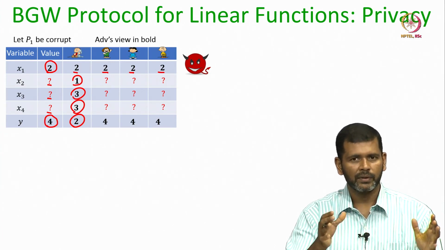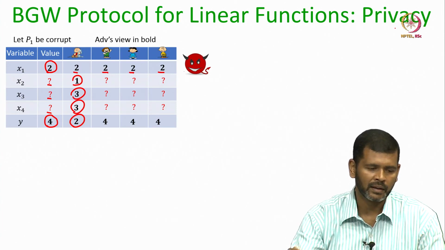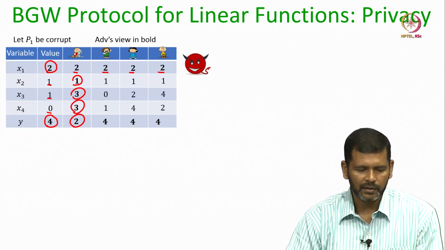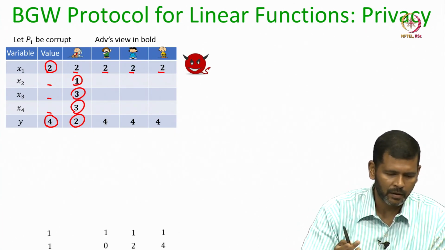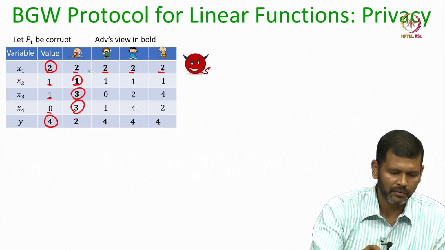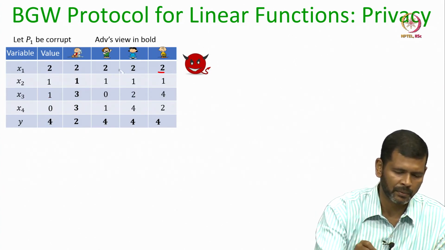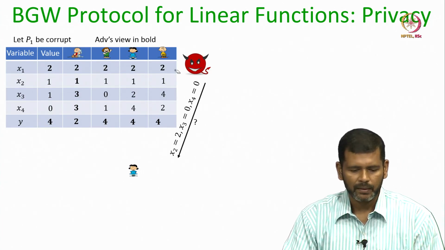Now, this view the adversary can try to analyze to see whether it can learn anything additional about x2, x3, x4. Of course, the adversary will learn. Okay, by the way, I have filled this table now. I have filled this table with the values which have been used by the parties during the execution of the protocol in our current example.